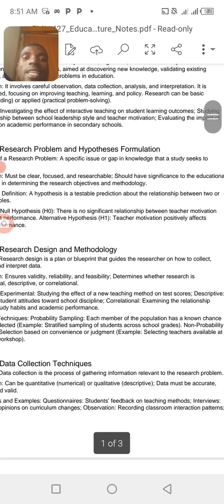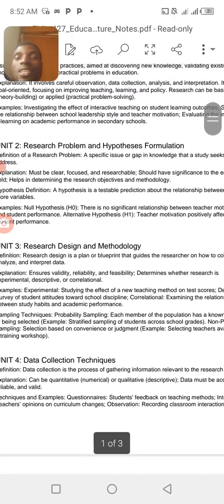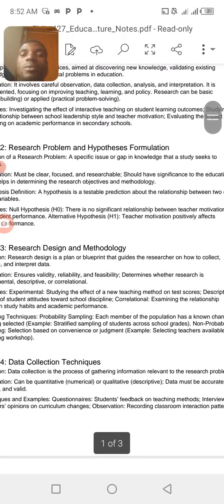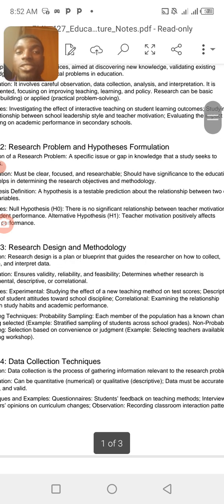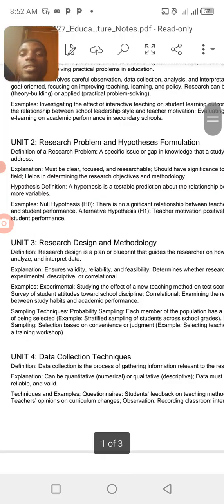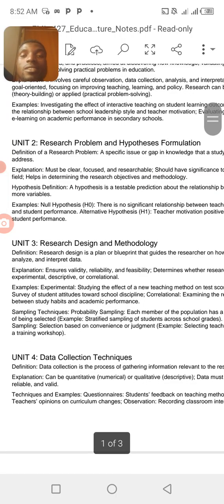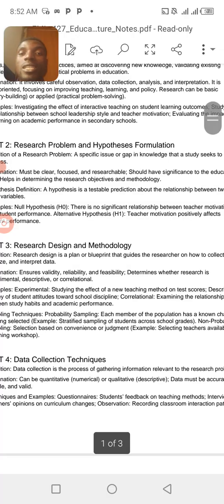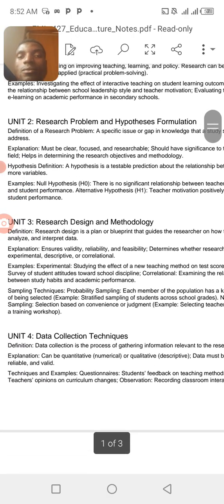You can investigate the effect of interactive teaching on student learning outcome. And you see now, study the relationship between school leadership and teachers' motivation. Evaluating the impact of e-learning on academic performance in secondary school. All these are good research topics which you can actually engage on.